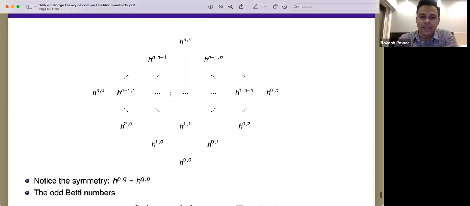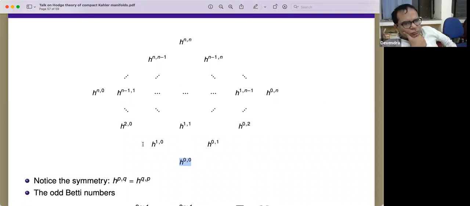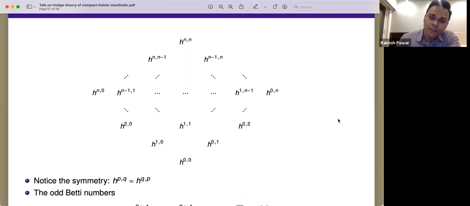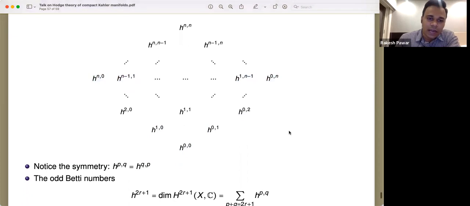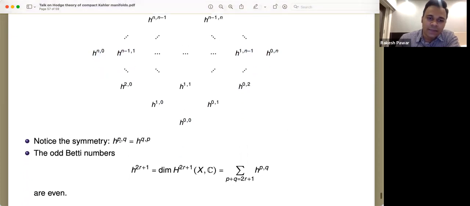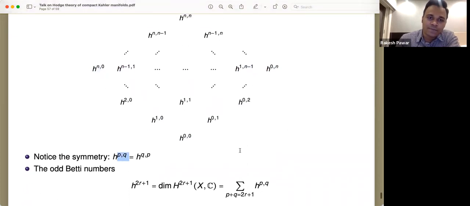And there is a symmetry, so you can sort of visualize it as a diamond. In degree 0, each row sums up to the Betti number. Exactly, so the kth row will sum to the kth Betti number. This is the middle one. And we just noted that by symmetry h^{p,q} is h^{q,p}.